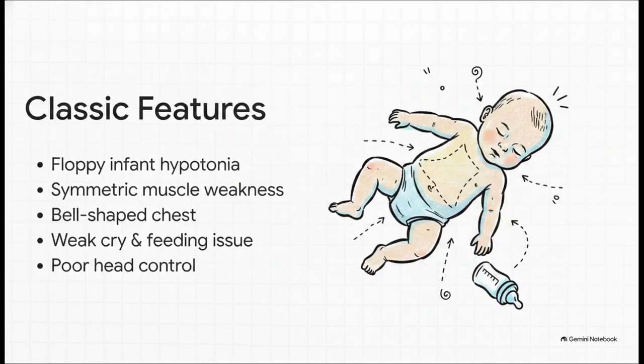When you're presenting to the examiner, you really want to emphasize these classic clinical features. You're basically describing the quintessential floppy infant. The muscle weakness is symmetric and it's proximal, often with really visible muscle atrophy.